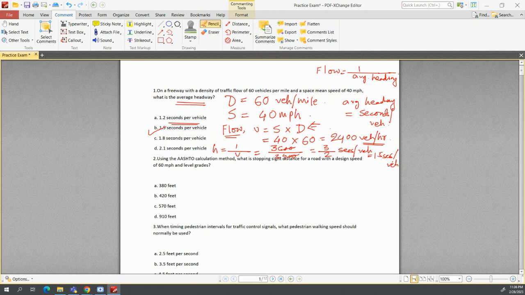The next problem is using the AASHTO calculation method. What is the stopping sight distance for a road with a design speed of 60 miles per hour and level grades? The design speed, let's say V, is 60 miles per hour, and we need to find the stopping sight distance. What is the formula here? What is stopping sight distance?